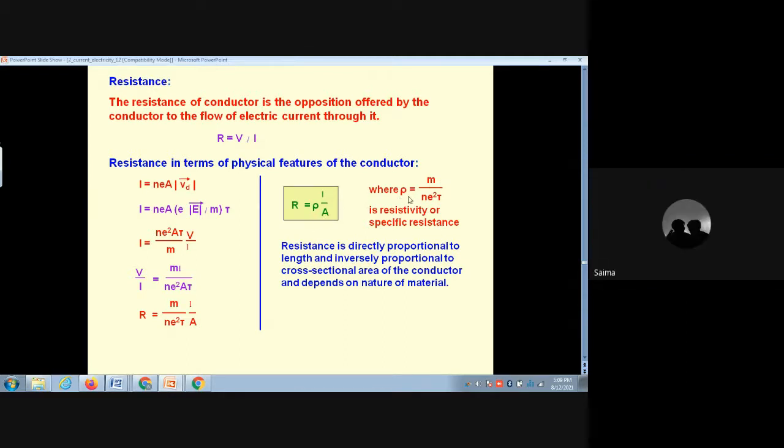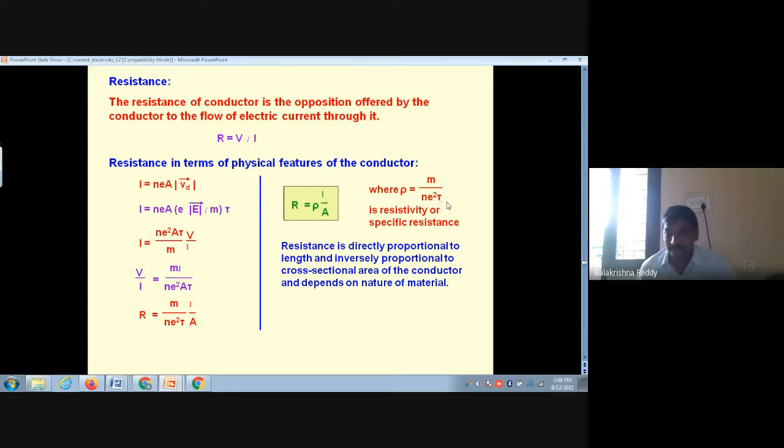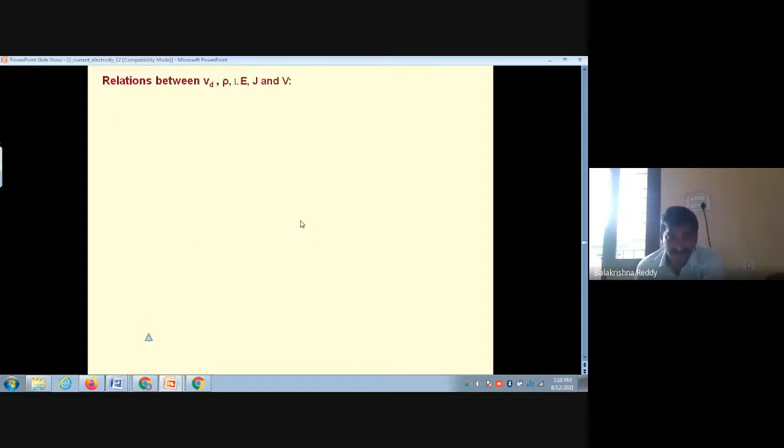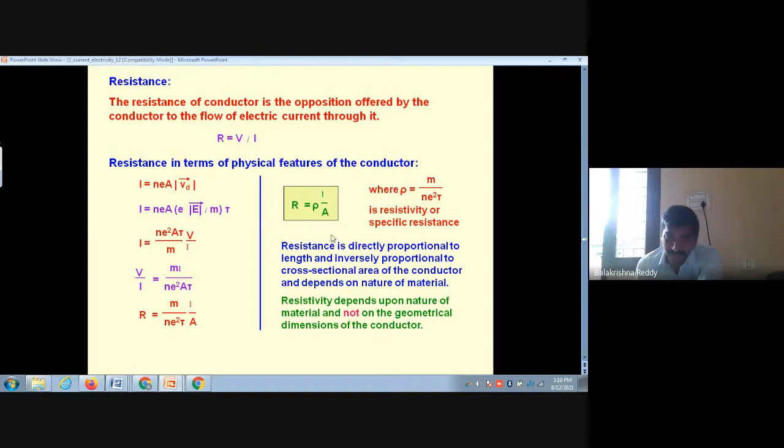So you can see rho equal to m by n e square tau. We can write this as the resistivity. Remember, from this equation we can make resistivity the subject. When you make resistivity the subject, resistivity rho equals R into A by L. So when you write like that, we can describe the resistivity or specific resistance.